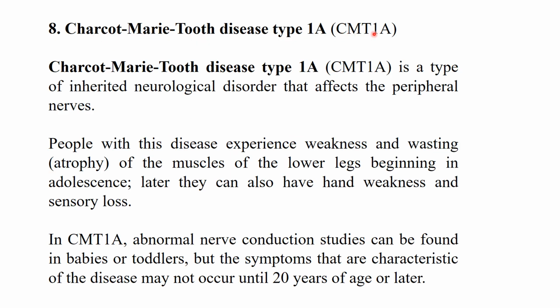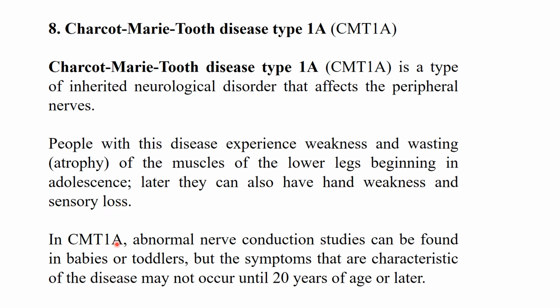Charcot-Marie-Tooth disease type 1A, CMT1A. Charcot-Marie-Tooth disease type 1A is a type of inherited neurological disorder that affects the peripheral nerves. People with this disease experience weakness and wasting, atrophy, of the muscles of the lower legs beginning in adolescence. Later, they can also have hand weakness and sensory loss.